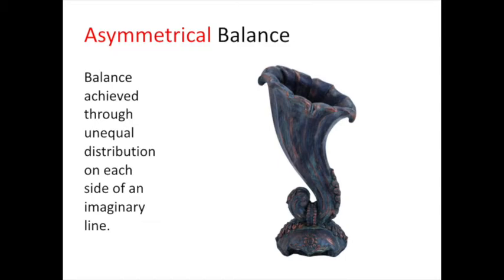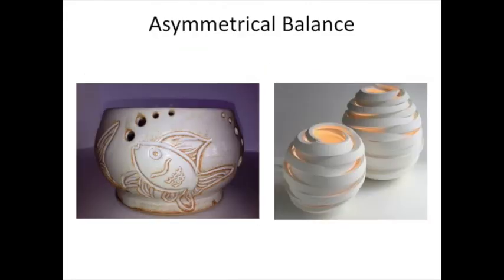So that's symmetrical. Asymmetrical balance is balance achieved through unequal distribution on each side of an imaginary line. So if we cut this candlestick in half, both sides would be different. So it's kind of the polar opposite of symmetrical balance. So the image on the left-hand side is, although the project is pretty symmetrical in the fact of its shape, the design is asymmetrical. And then the one on the right is just slightly off of symmetry.